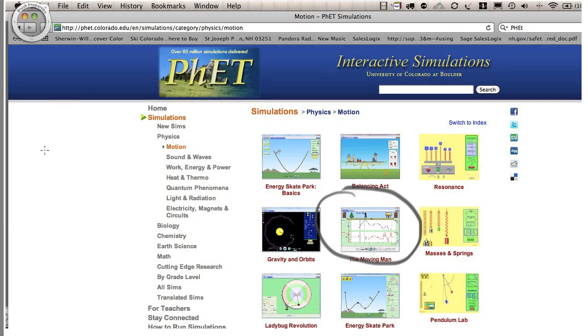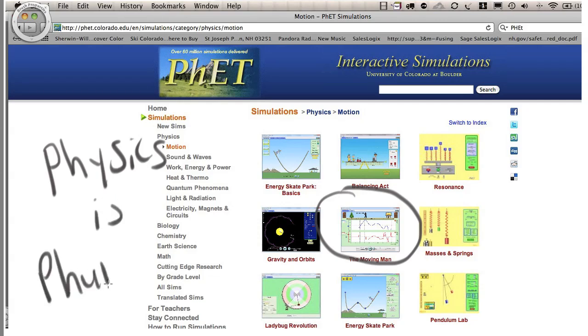Remember my mantra, physics is fun. I like alliteration a lot. So physics is fun, and I do hope you believe that as well.